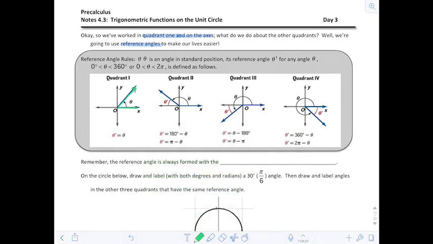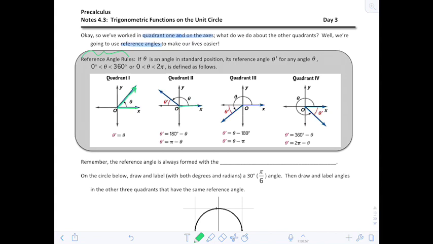In quadrant 1, my theta and what we would call theta prime are equal. So, reference angle rules right here. Theta is an angle in standard position. Its reference angle, theta prime, is any angle between 0 and 360 or 0 and 2 pi defined as follows. So we're looking for another theta value and we want to measure it from the x-axis. When you're in the first quadrant, there is no reference angle, it's the angle itself.